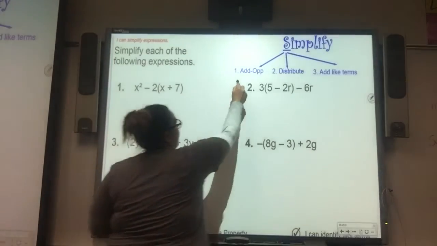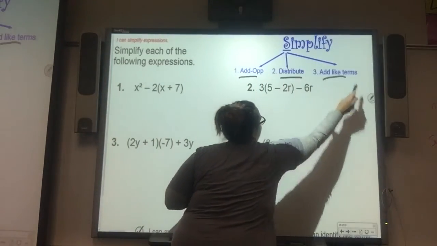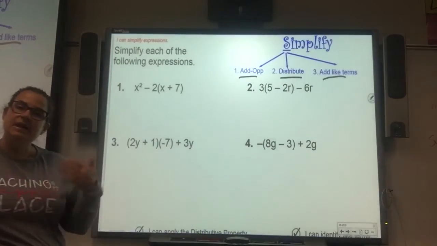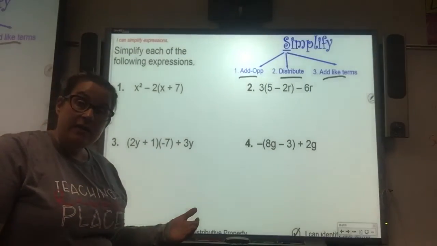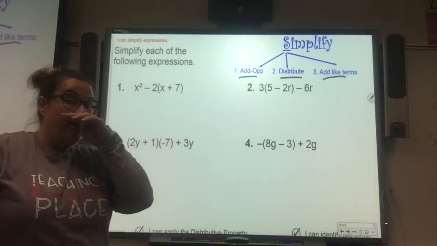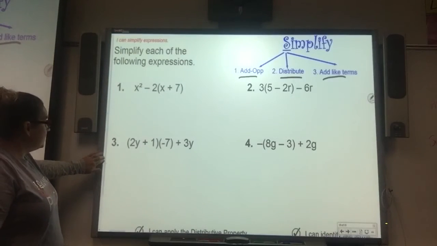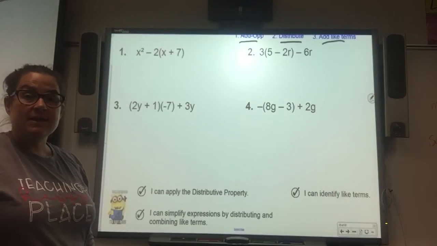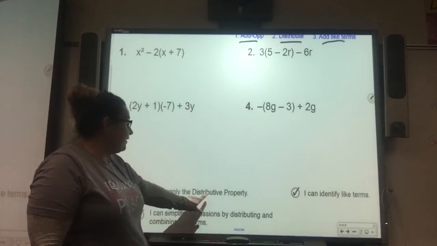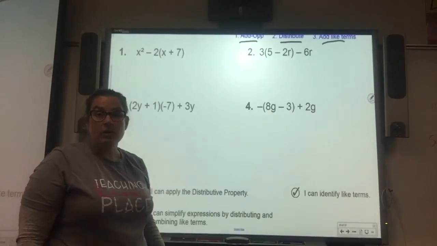Again, focusing on adding up, distributing, and adding like terms. We're going to continue to work on that practice, focusing on positive and negative numbers. Focus on preparing us, and then when we're done with this week, we're going to be ready for our next assessment. And we're going to be able to apply the distributive property. This is what we're working on.